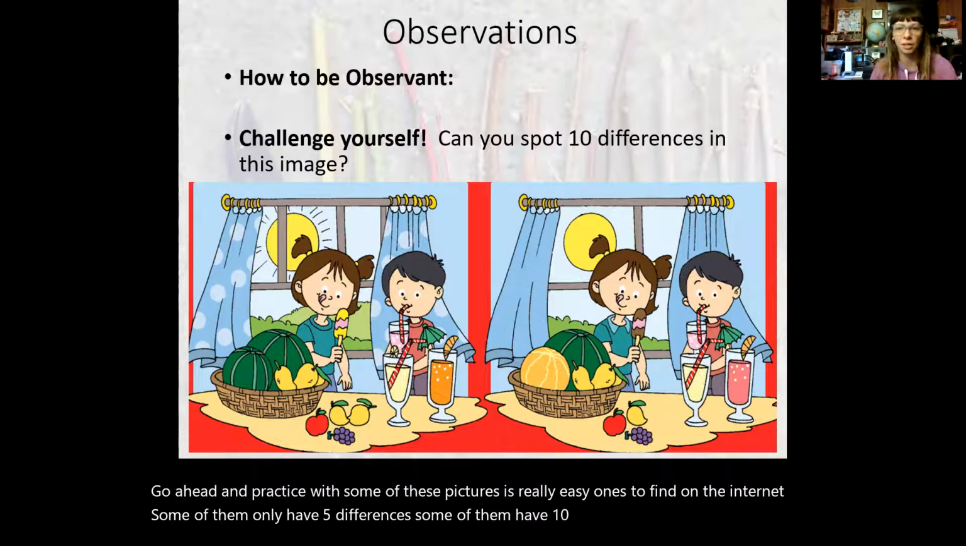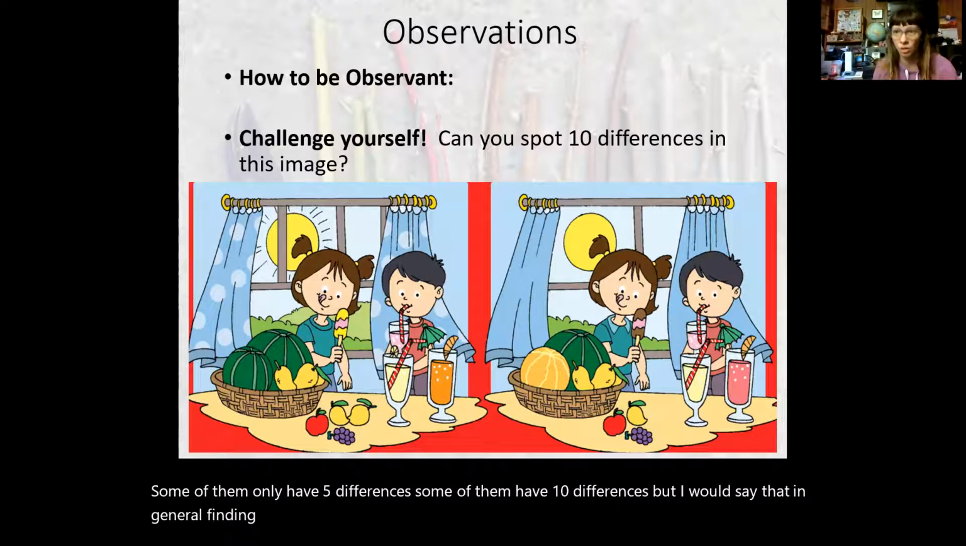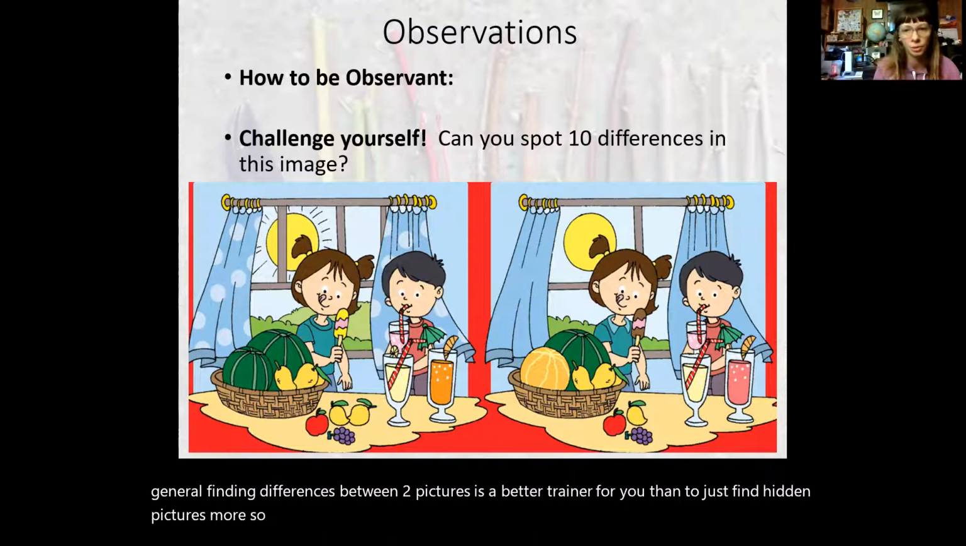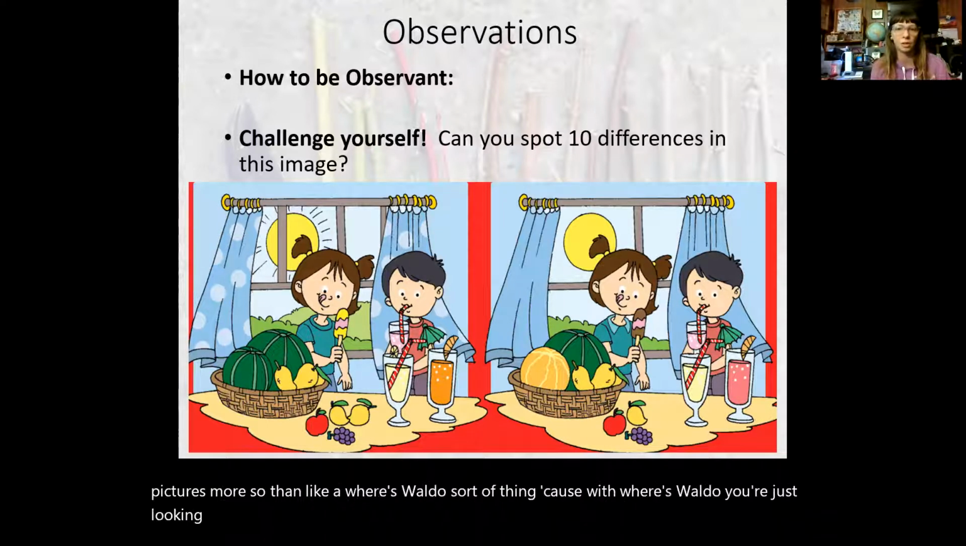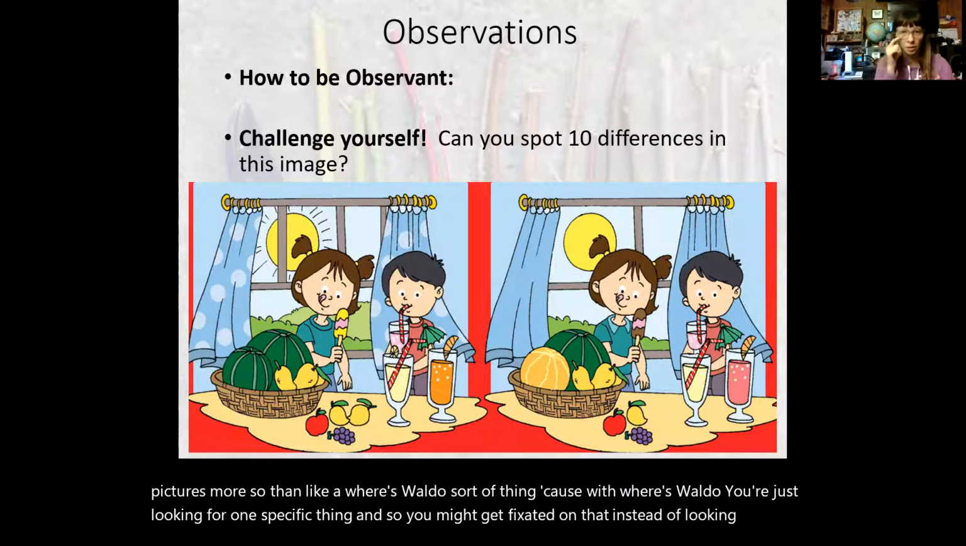But I would say that in general, finding differences between two pictures is a better trainer for you than just finding hidden pictures, more so than a Where's Waldo sort of thing. Because with Where's Waldo, you're just looking for one specific thing. And so you might get fixated on that instead of looking for differences between things.